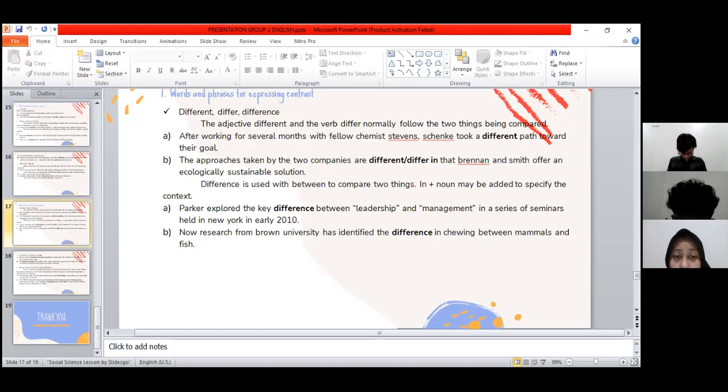Ecologically sustainable solution. Difference is used with between to compare two things. In plus noun might be added to specify the context. Example, Parker explored the key difference between leadership and management in a series of seminars held in New York in early 2010. Now, research from Brown University has identified the difference in chewing between mammals and fish.